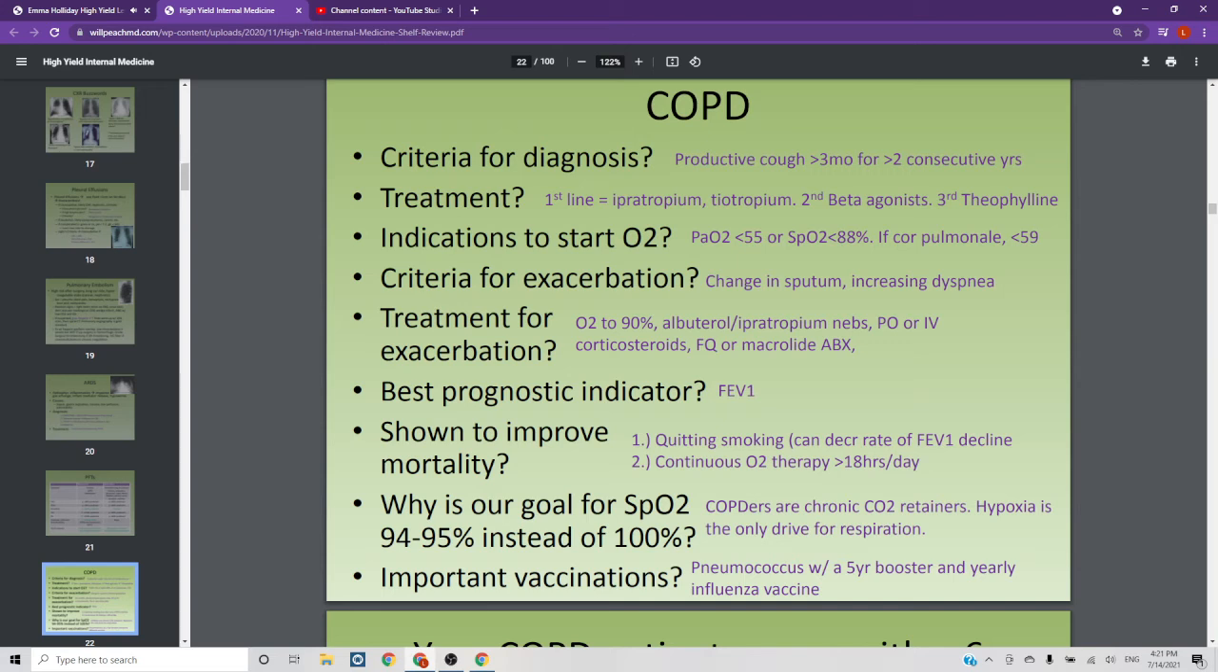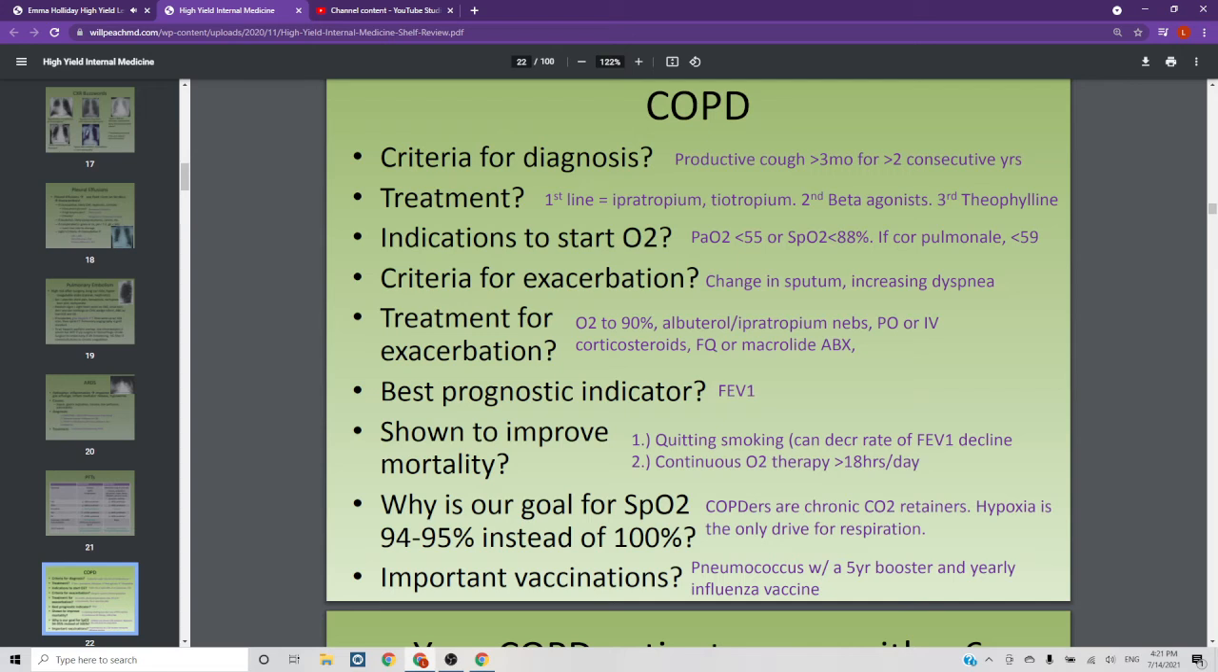So when do we start O2? Yes, so if their pulse ox is less than 88, or if you do a blood gas and it's less than 55. If they have right heart failure, cor pulmonale, they raise the threshold a little bit and start O2 sooner. Here's what I was trying to get to.